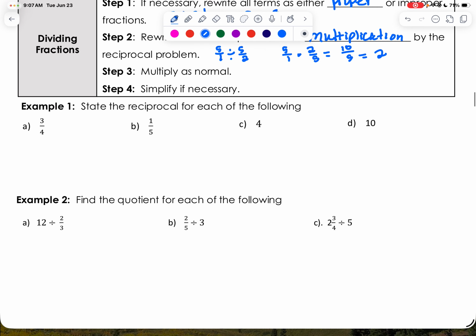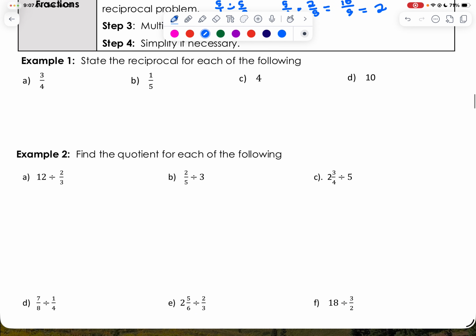All right. In example 1, let's just review reciprocals real quick. So in example 1, it says state the reciprocal for each of the following. So remember, the reciprocal of 3/4 is just 4 over 3. Just flip that fraction over. The denominator becomes the numerator, and the numerator becomes the denominator. So in problem B, the reciprocal of 1 over 5 would be 5 over 1. However, 5 over 1 simplifies to 5, so usually we just write it like that. So the reciprocal of 1/5 is 5.